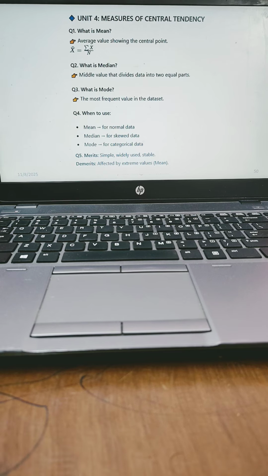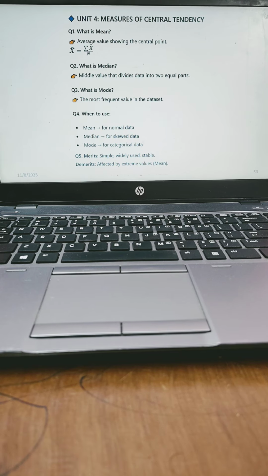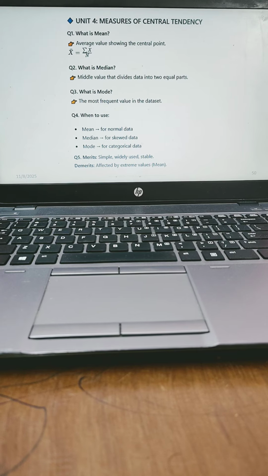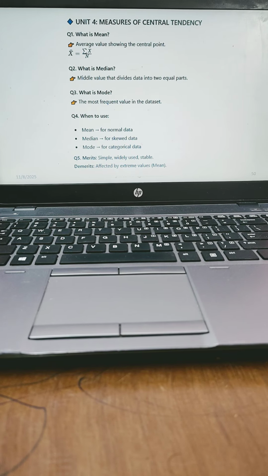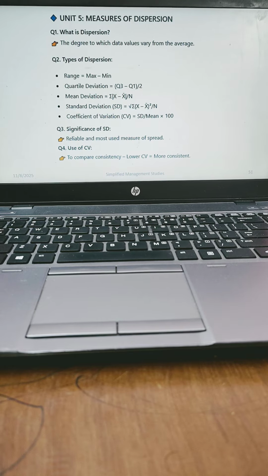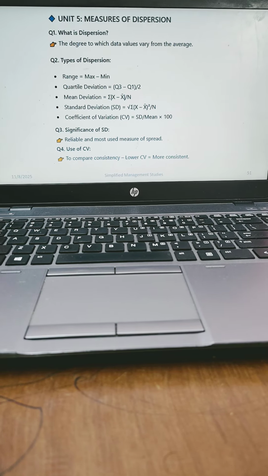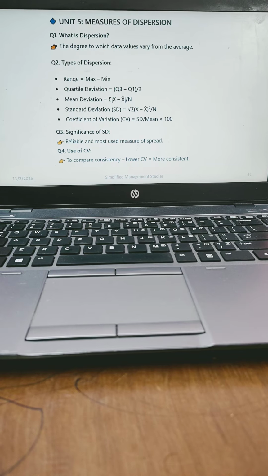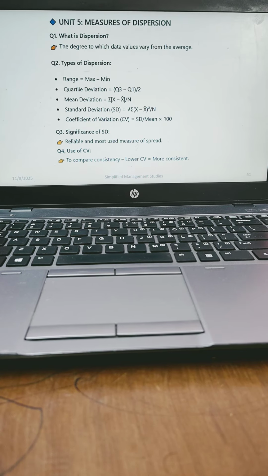In the case of measures of central tendency, you will come to know about how to calculate the mean, median, mode and standard deviation, and what is the importance of those terminologies. Then measures of dispersion is very important. In that you will understand what is standard deviation, and what is the meaning of coefficient of variance.